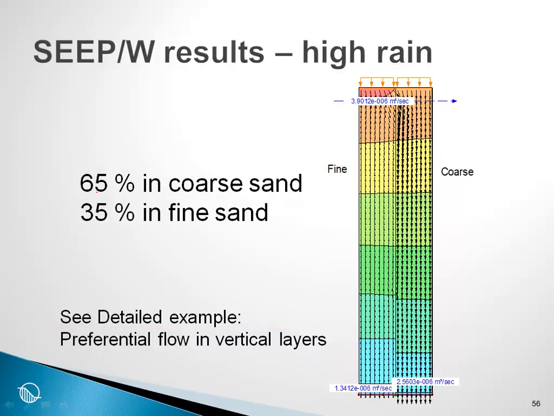If we increase the infiltration rate or have high rainfall, then of course once again a significant amount of the water flows in the coarse material and a smaller amount flows in the fine material, consistent again with the laboratory observations.